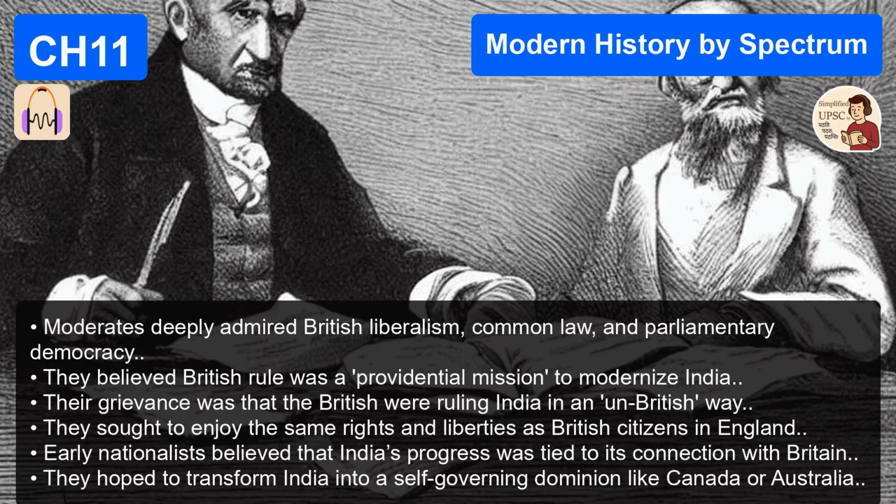This critique is just so devastating. Because it completely destroyed the moral foundation of the Raj. Before this, you could argue the British were benevolent guardians. After the drain theory, the moderates mathematically proved that the extreme poverty of the Indian masses, the famines that were killing millions, it wasn't an act of God.